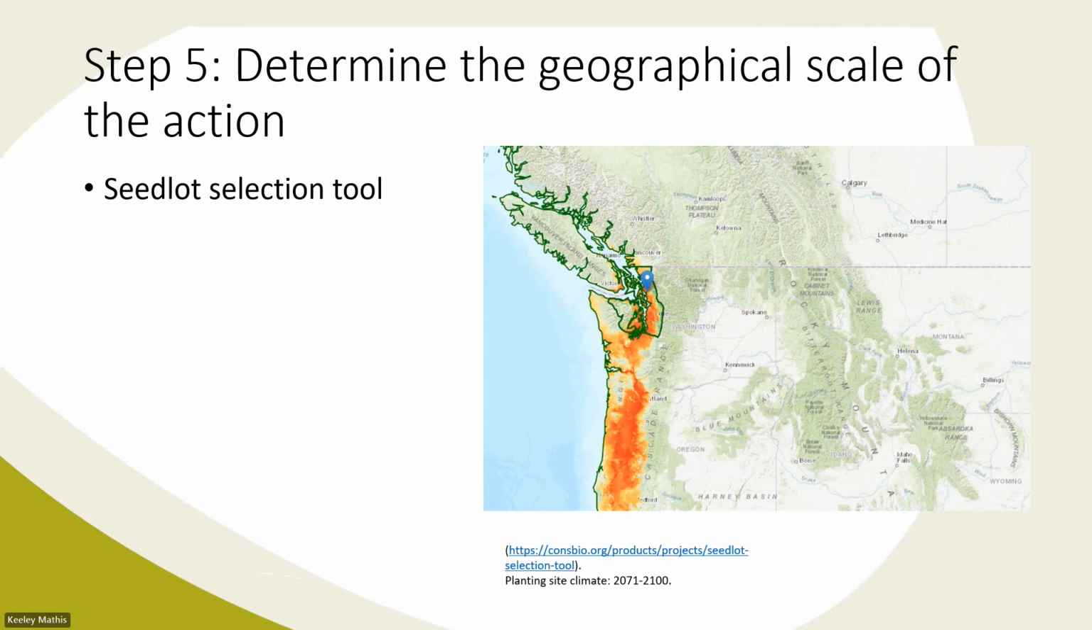But in brief, the blue pointer is where our restoration site is. And after you run the model, the darker red the area, the more appropriate the seeds will be in the climate for the period that I set, which is 2071 to 2100.